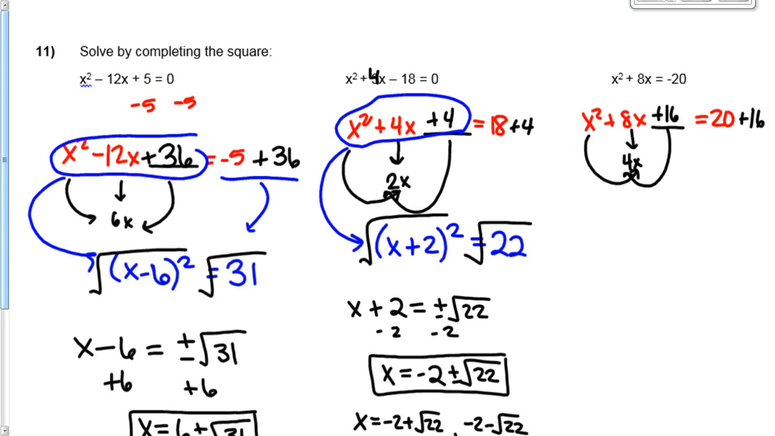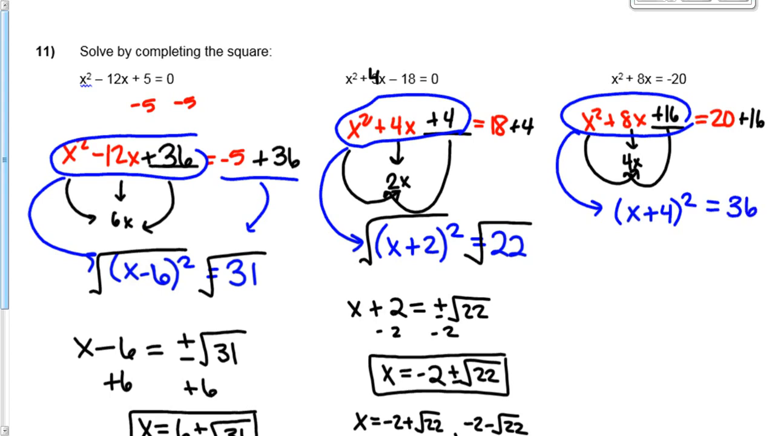So then I go ahead and factor this. So it gives me x plus 4 squared equals 36. Then I can start square rooting. Square root of both sides. So x plus 4 equals plus or minus 6, right? It's not a square root, but I can still write plus or minus. So I'm going to subtract 4. X is equal to negative 4 plus or minus 6.